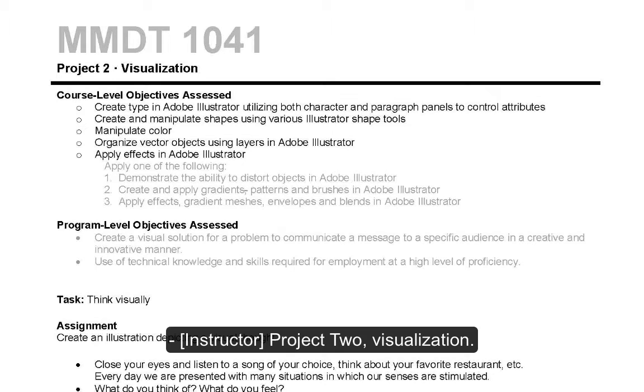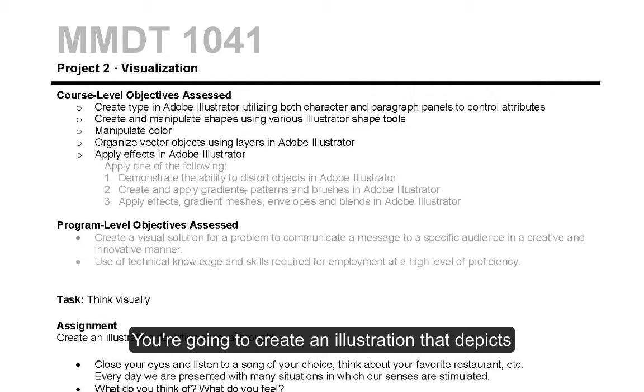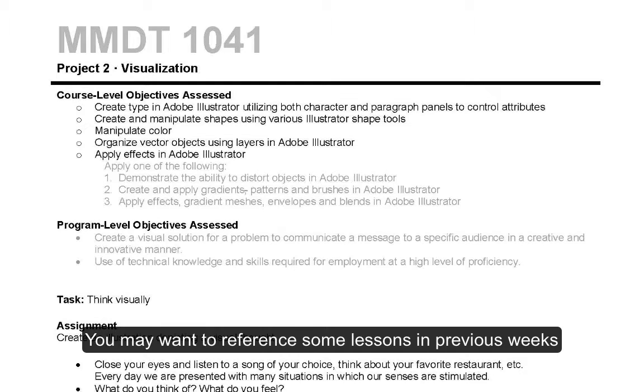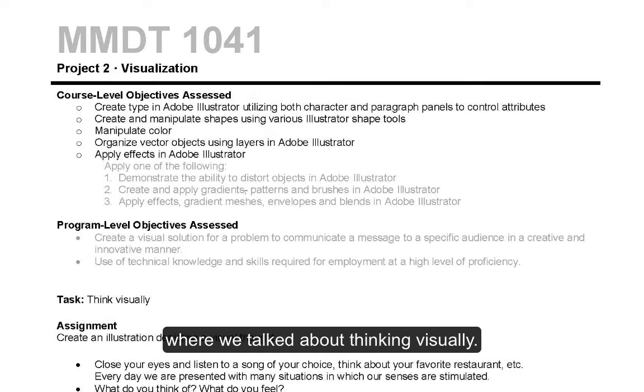Project 2, Visualization. So in Project 2, you're going to think visually. You're going to create an illustration that depicts a visual thought. You may want to reference some lessons in previous weeks where we talked about thinking visually. So there are many options that you can take with this project. Of course, it's going to include the visually thinking and also include your skills with Illustrator.